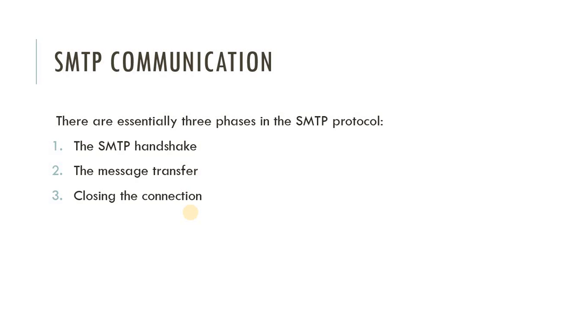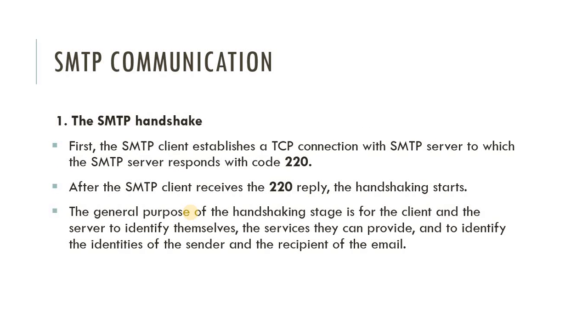Let's understand first with an example. The first is the SMTP handshake. First, the SMTP client establishes a TCP connection with the SMTP server, to which the SMTP server responds with code 220. After the SMTP client receives the 220 reply, the handshaking starts. The general purpose of the handshaking stage is for the client and the server to identify themselves, the services they can provide, and to identify the sender and recipients of the email.